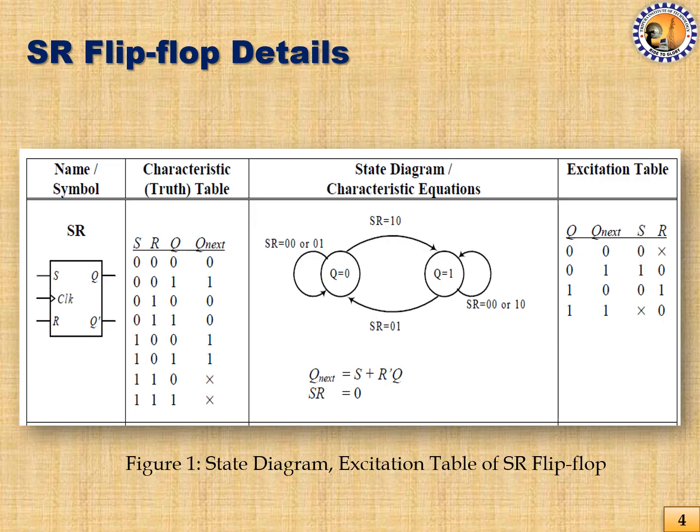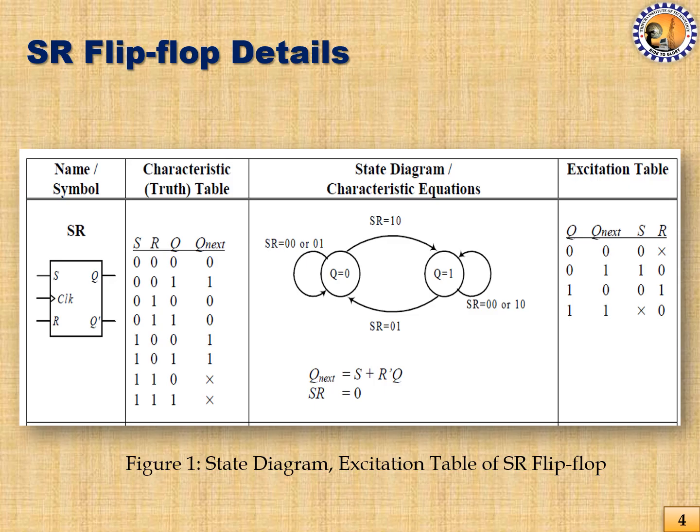Now similarly, if we see in the next row, over there we'll find the transition condition. Present state is 0 and next state is 1. Under what condition does it happen? We have already discussed that SR should be equal to 1 0. So similarly, other rows can be worked out for the SR flip-flop.